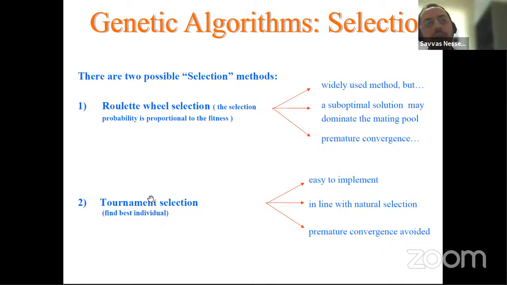On the other hand, you have the so-called tournament selection, where from all the functions, you just keep, I don't know, the best 10, 20, 30% of them. So you have some variety, and this is very easy to implement. It is in line with natural selection because only the fittest survive. And of course, in this case, you can avoid premature convergence. This is at least what I have implemented in my codes. It worked quite well.